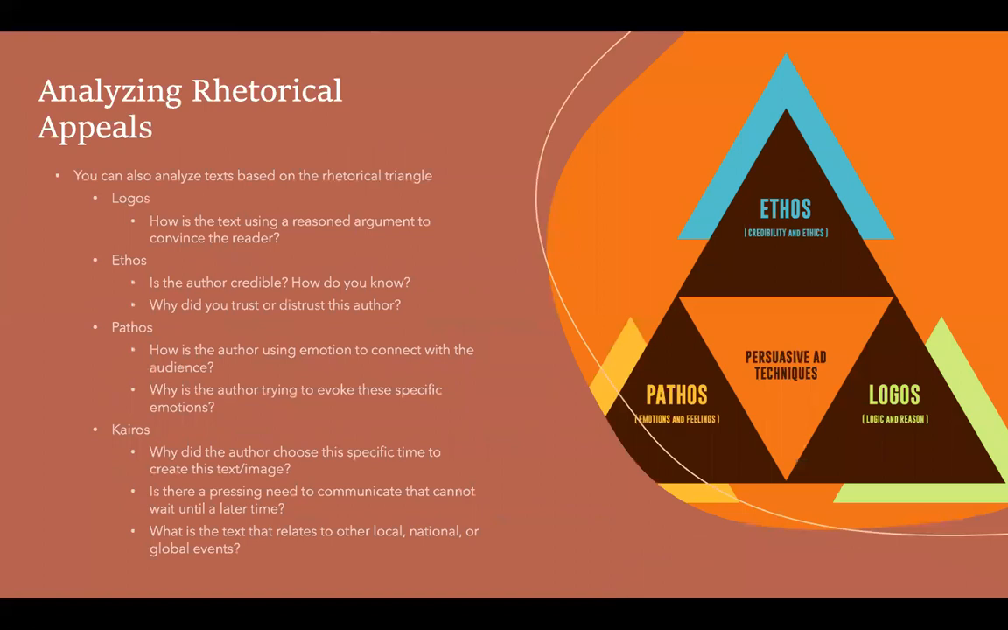Along with that, we can also analyze rhetorical appeals. So going back to our prized triangle here, if we look at logos, we're asking, how is the text using a reasoned argument to convince the reader? Ethos, is the author credible? How do we know? What do we trust or distrust about this author? And then pathos, how is the author using emotion to connect with the audience? Why is the author trying to evoke these specific emotions? And lastly, kairos, which is that time piece. Why did the author choose this specific time to create this text or image?